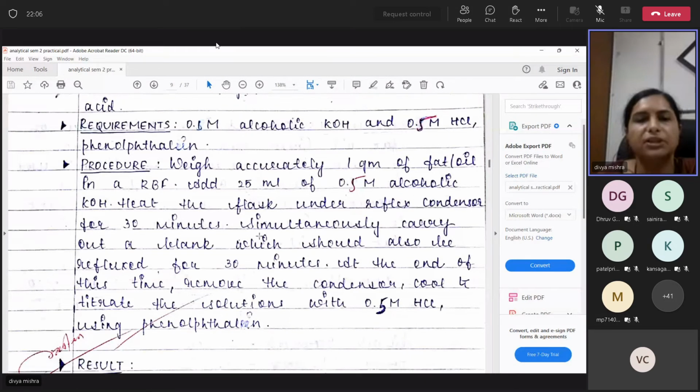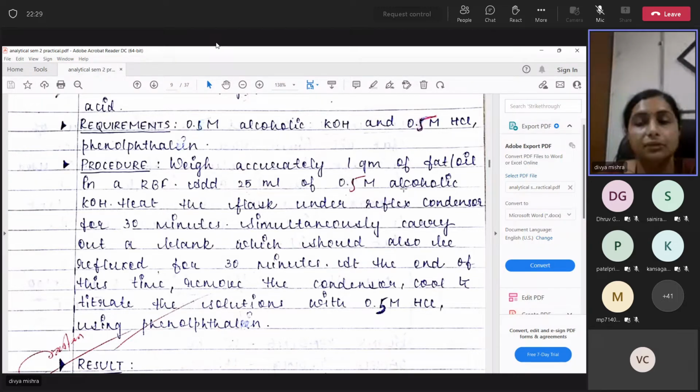Now, in the procedure, we will accurately weigh 1 gram of the sample. The sample may be fat or oil. We will take this in an RBF, round bottom flask. Then we will add 25 ml of 0.5 molar alcoholic potassium hydroxide. Then we will allow it to heat.